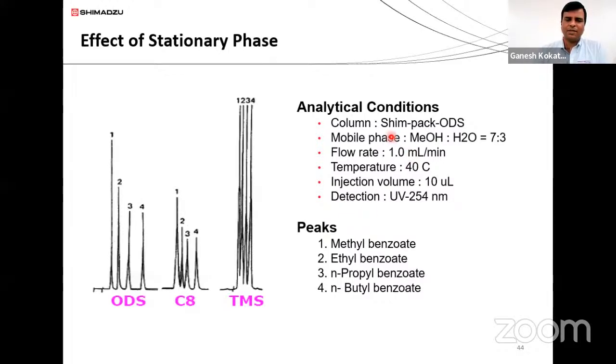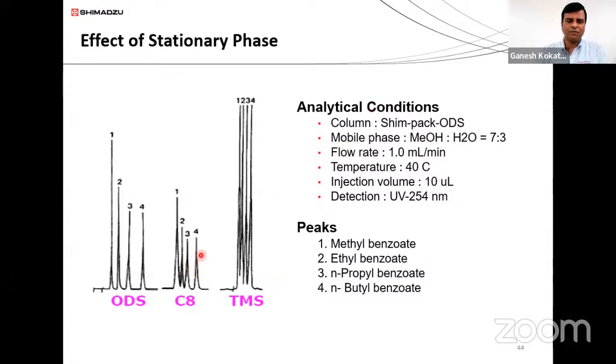For example, I'm keeping the analytical conditions the same, water and methanol in the proportion of 70:30. Each and every parameter is the same, now using the benzoates. These are the methyl, ethyl, propyl, or butyl benzoate. The initial column chemistry was TMS, tetramethylsilane. I'm injecting the same sample, using the same analytical conditions, on a different column.